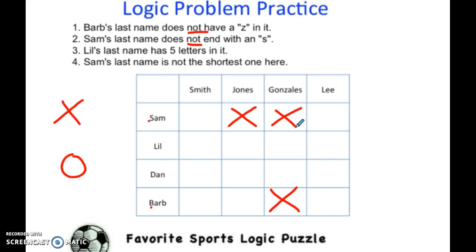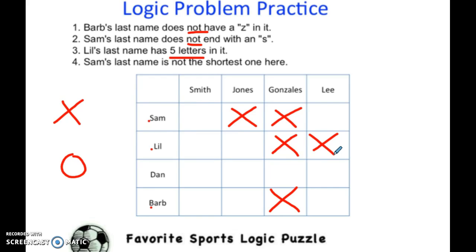Alright, number 3, Lil's last name has 5 letters in it. Okay, so Lil, here we are, 5 letters. So if it does not have 5 letters, we're going to put an X on it, right? So Smith, S-M-I-T-H, Smith has 5 letters, so that's a possibility. Jones, J-O-N-E-S, that has 5, that's a possibility. Gonzalez has too many letters. Okay, that's 8 letters. Can't be Gonzalez. Lee, L-E-E, has 3 letters. Can't be Lee. Okay? And that's the end of number 3. It's either Smith or Jones for Lil.